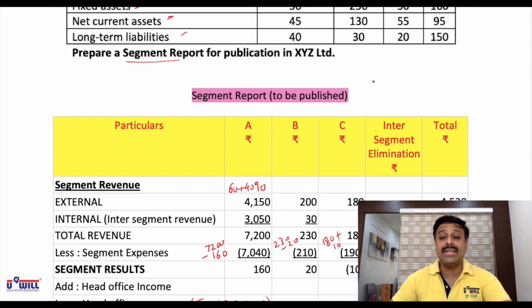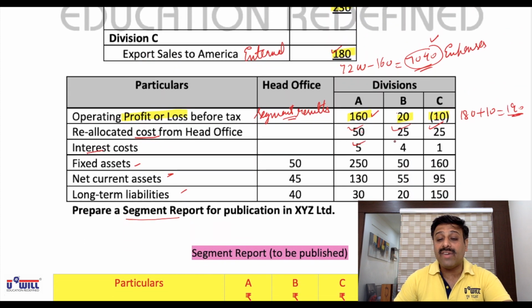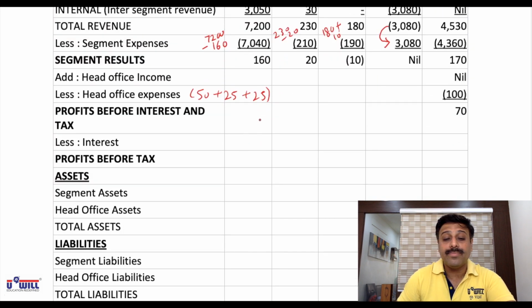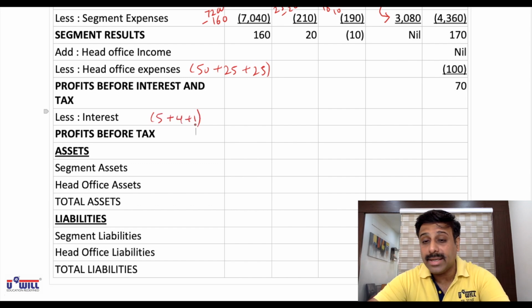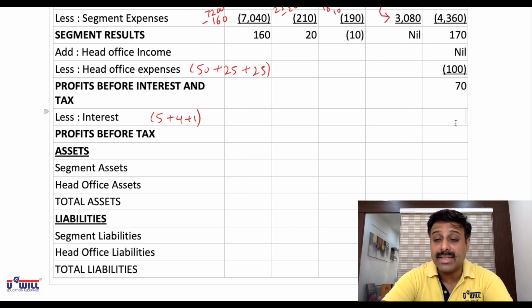From that we have to minus interest. Now interest is how much again? 5 plus 4 plus 1, that is 10. So in interest column we will minus 10. And 70 minus 10, profit before tax will become 60.